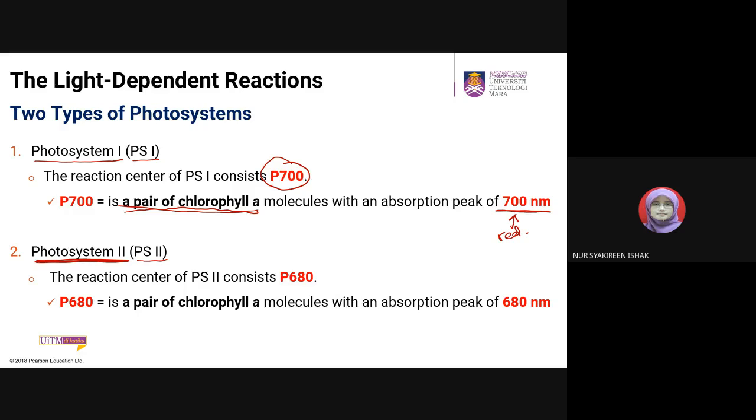Alright. And then sama juga kalau photosystem 2, dia punya dekat reaction center dia ada sejenis chlorophyll A, kita namakan dia sebagai P680. Okay, sebab apa? Sebab dia akan absorb light at 680 nanometer. So bawah sikit pada 700 lah tapi still red light juga.